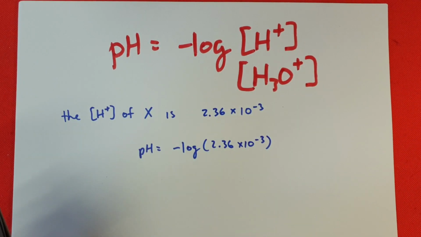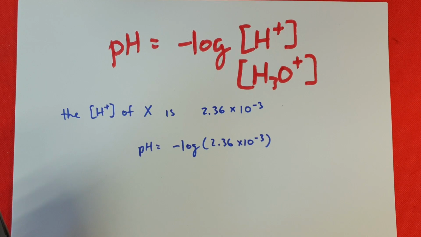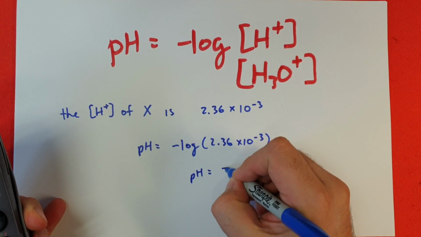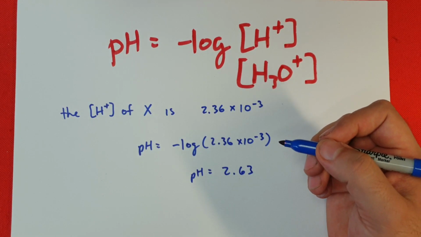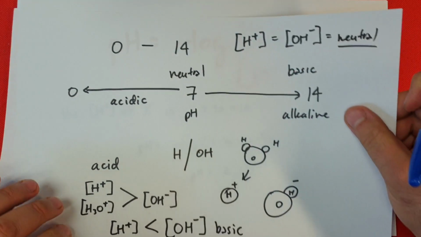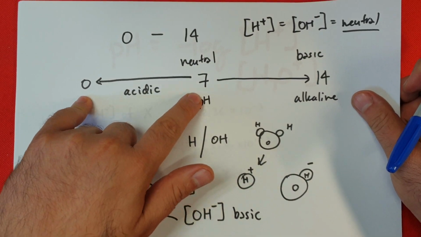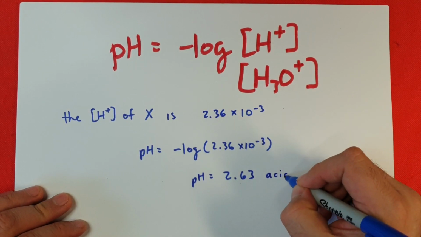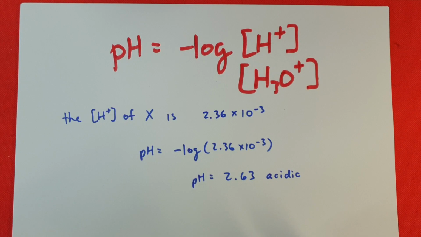So once we punch that into the calculator, and we say negative logarithm of 2.36 times 10 to the -3, we're going to get a pH value of, rounded to 2 decimals, 2.63. If we remember from the diagram, if we have a pH between 0 and 7, we're acidic. So this is an acidic solution, okay? It's quite straightforward. This is a quite straightforward exercise.